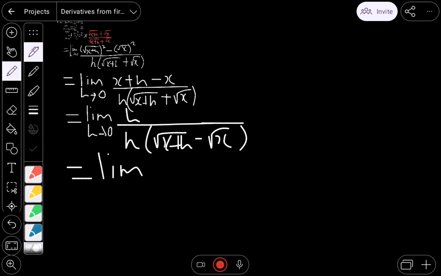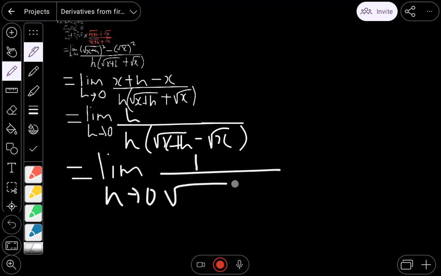So again, limit when h goes to 0, the h's cancel, and you remain with 1 as the numerator, all divided by the square root of x plus h minus, no, I've made a mistake here, it's plus, it can't be minus, guys. It's plus the square root of x, otherwise I would have 0 as my denominator. Remember this denominator was plus all the way since I introduced that special one.